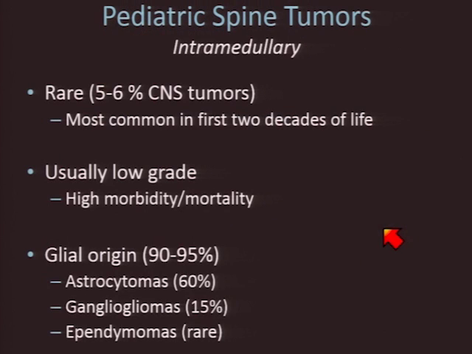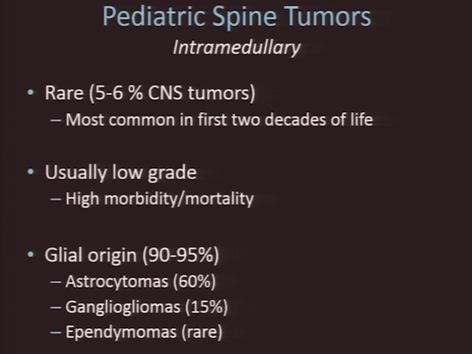So now I'm going to finish up with pediatric spine tumors, but I'm only going to do the intramedullary tumors. Thankfully, these are rare. They constitute only about 5 to 6% of CNS tumors, and unfortunately, they're most common in young people in the first 2 decades of life. Fortunately, they're usually low grade, but unfortunately, they're in a place that has high morbidity and mortality in the cord.